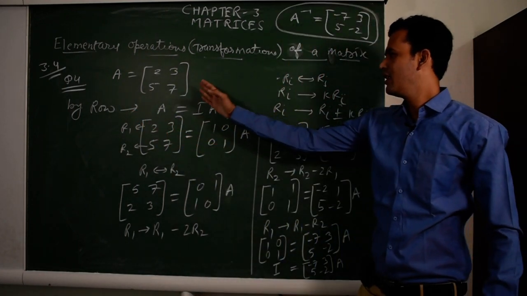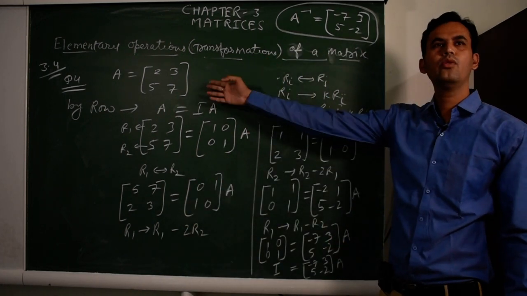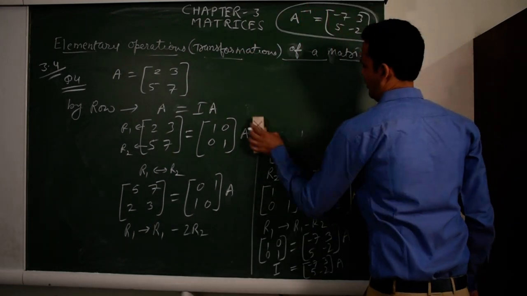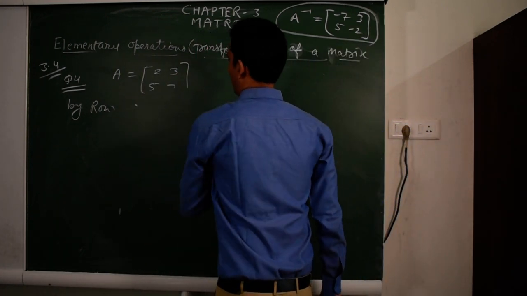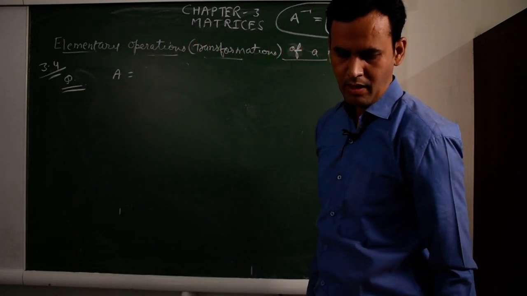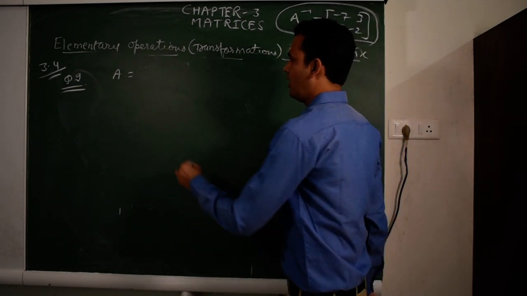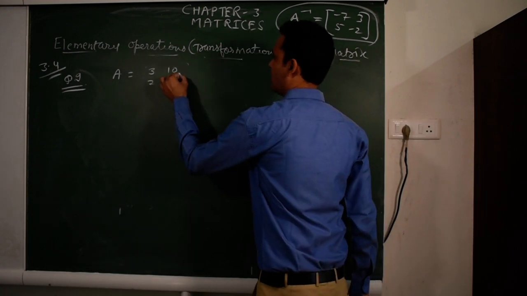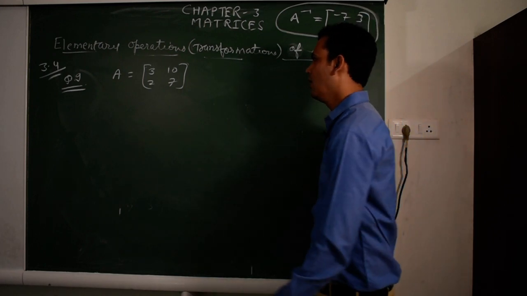Okay, so by these row operations we can easily solve this 2 by 2 matrix. Now next question, question number 9. A is 3, 2, 10 and 7. Now this question we solve by column.